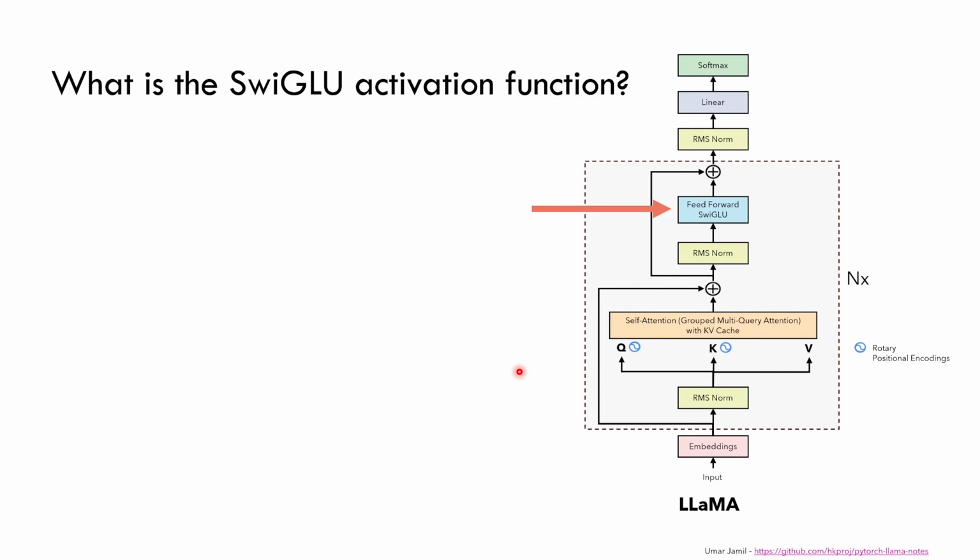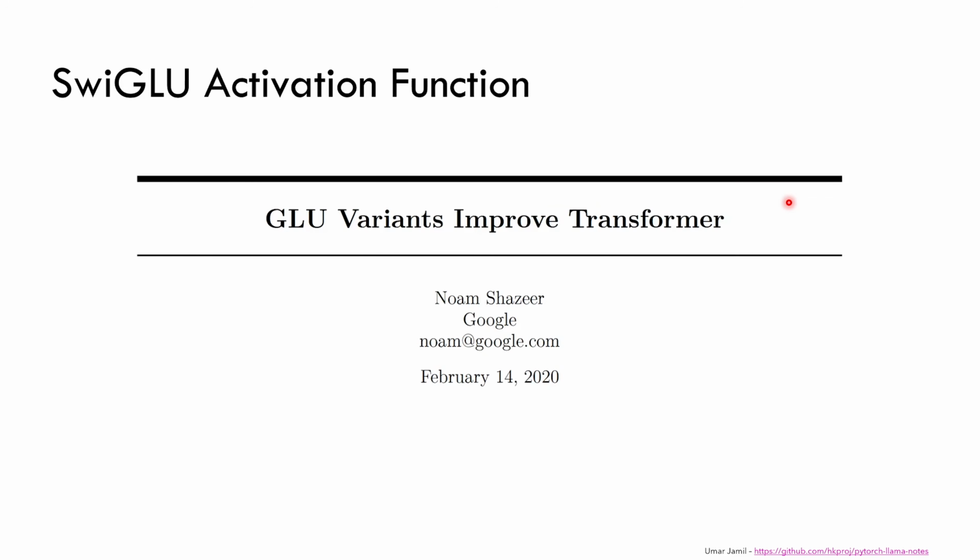And now the last part of the model. As you can see here, the feed forward in the LLaMA model has its activation function changed to the SwiGLU function. Let's have a look at how it works. The SwiGLU function was analyzed in this famous paper from Noam Shazeer, who is also one of the authors of the attention model, and also one of the authors of the multi-query attention that we saw before. So let's have a look at this paper.